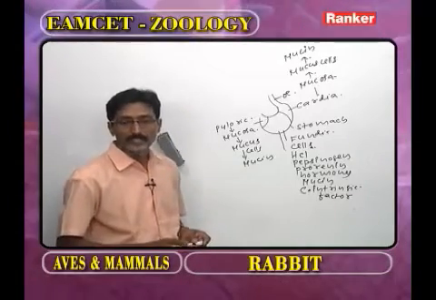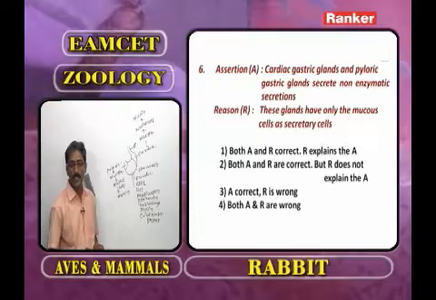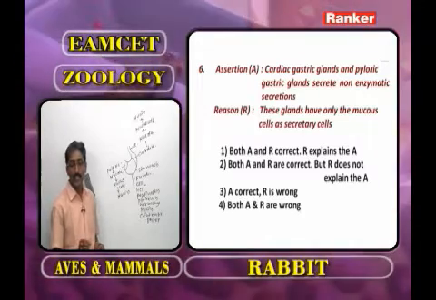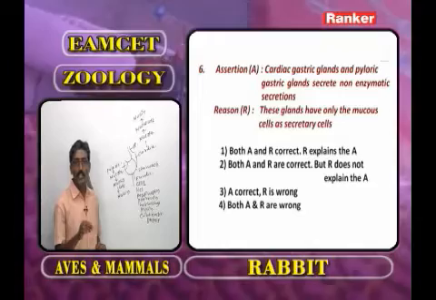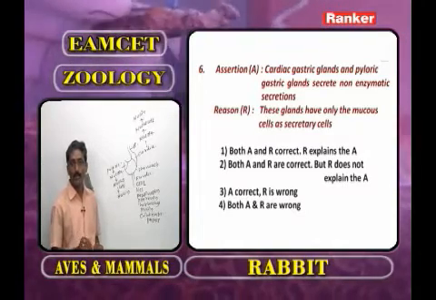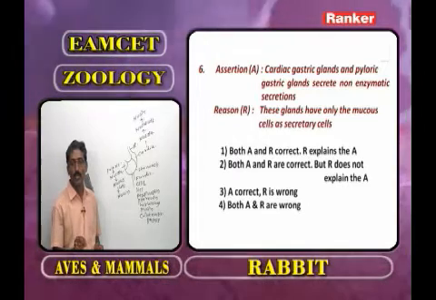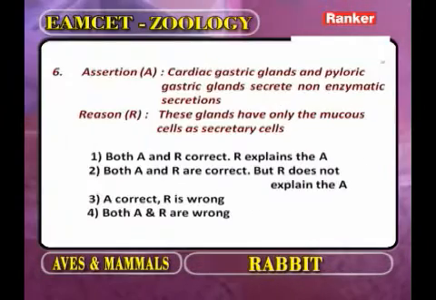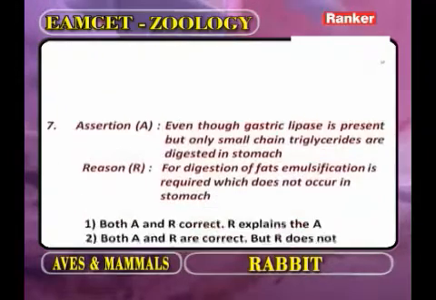Now based on this, cardiac gastric glands and pyloric gastric glands secrete non-enzymatic secretions, because in these two areas the glands have only the mucus cells and secrete only the mucus. Both are correct, and R explains A. Now we go for the next question.